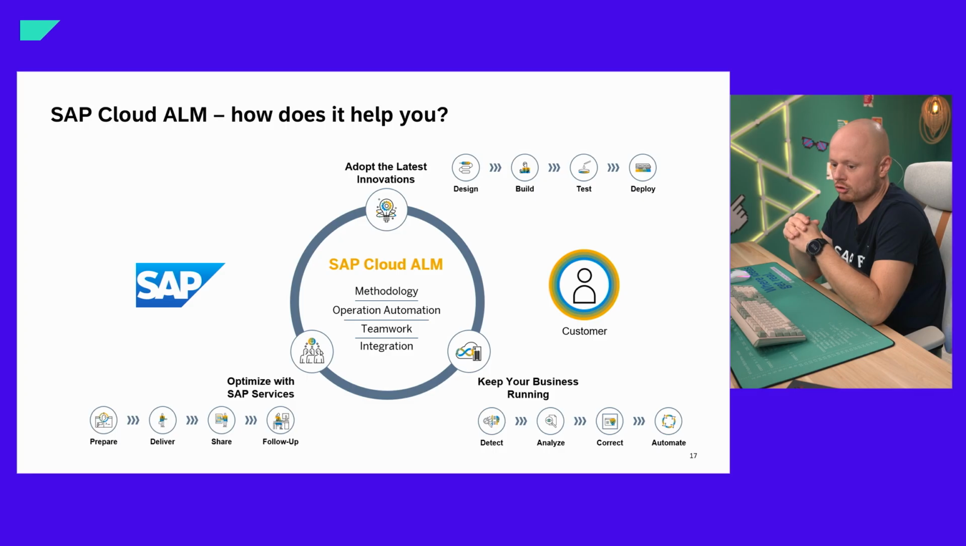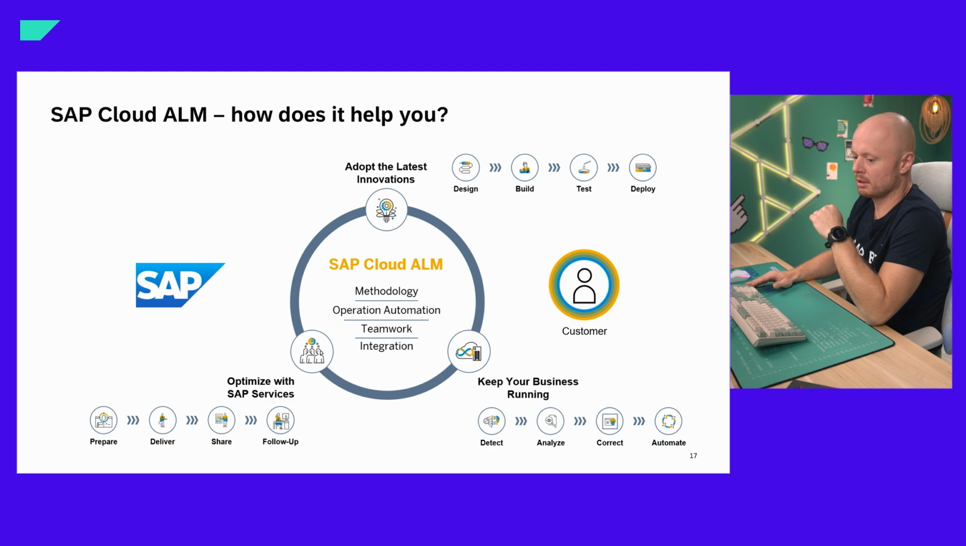Then, also important, it helps you to keep the system running. We're talking about all the monitoring capabilities that Cloud ALM has. You can also have the detection of issues on your system. It helps you to analyze these issues and to correct them. And if that specific error is maybe happening again, that's also automatically resolved in future. And it's also optimized with SAP services. So whenever you require support from SAP, it helps you with the collaboration with SAP support.